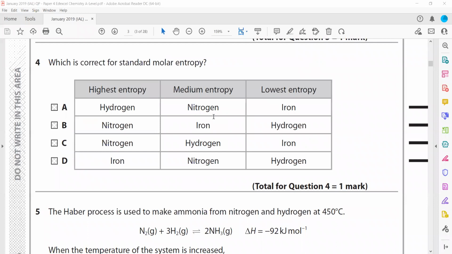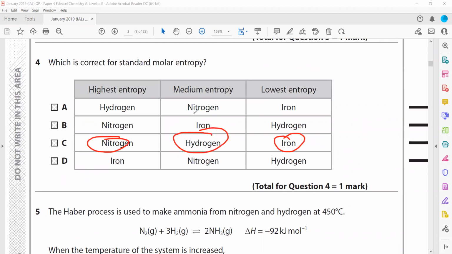Then which is the correct standard molar entropy: highest, medium, and lowest? As the number of particles increases and in the gaseous state, the entropy will also increase. In a solid, the entropy will be minimum. Iron is a metal, and metals are solid, so iron will have the minimum entropy. Nitrogen is a gas, and hydrogen is also a gas.